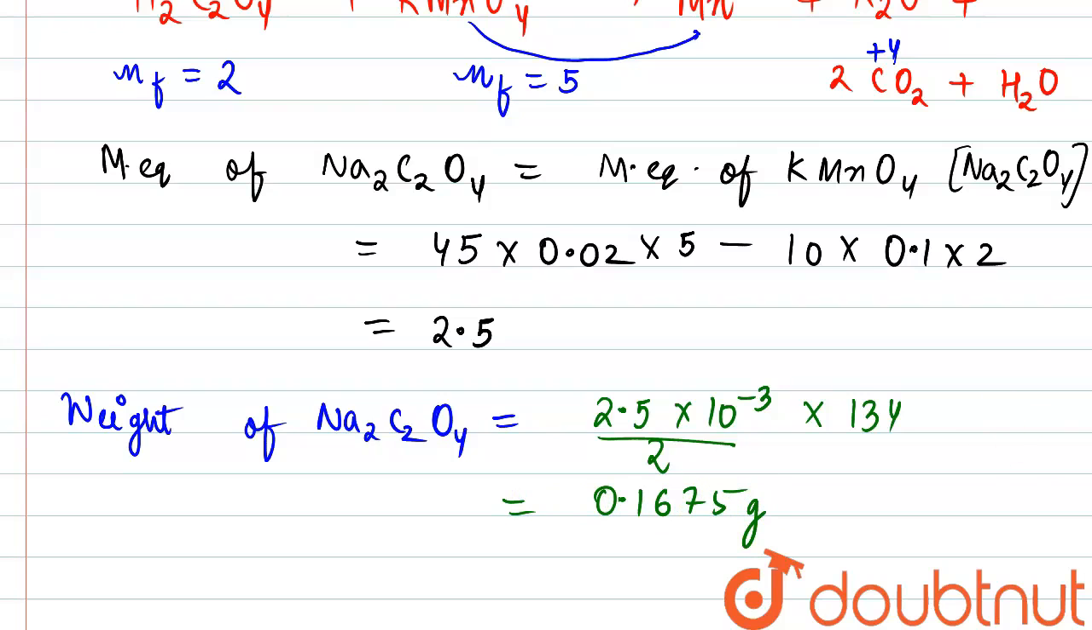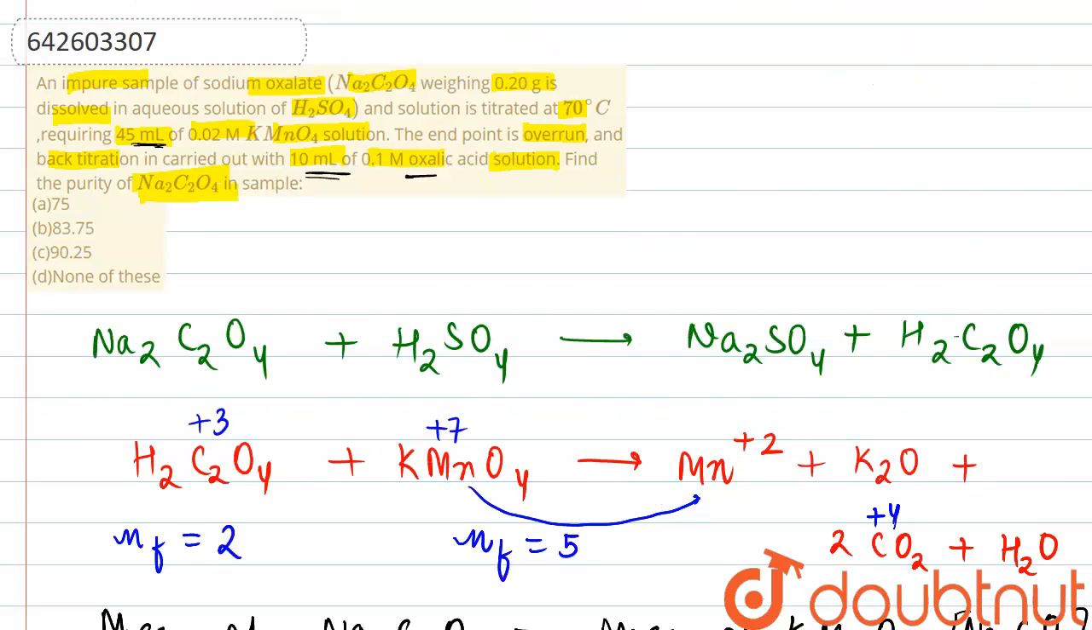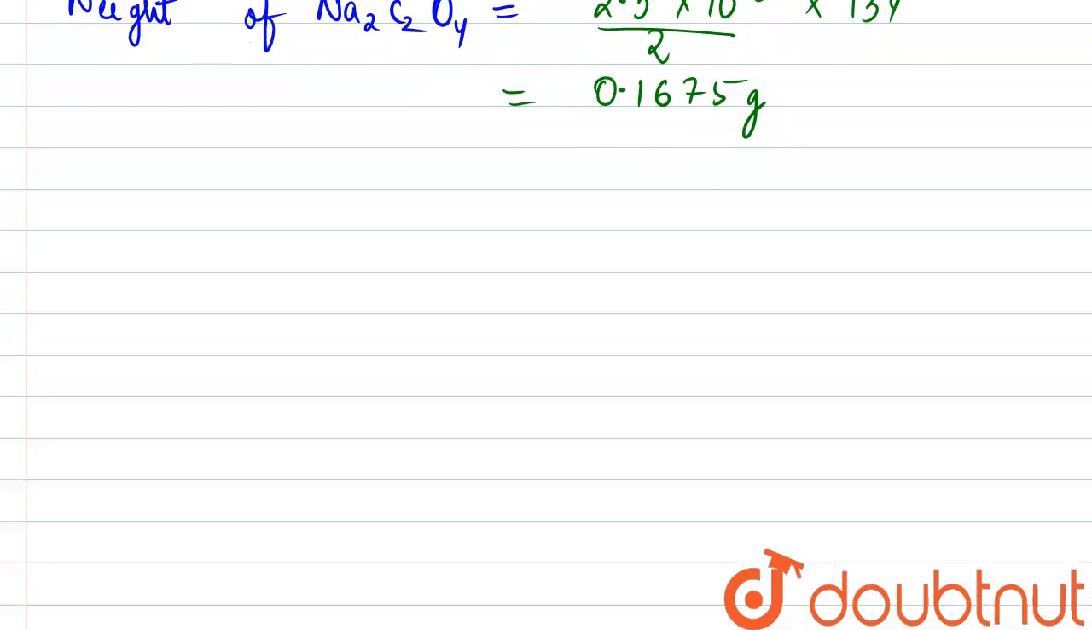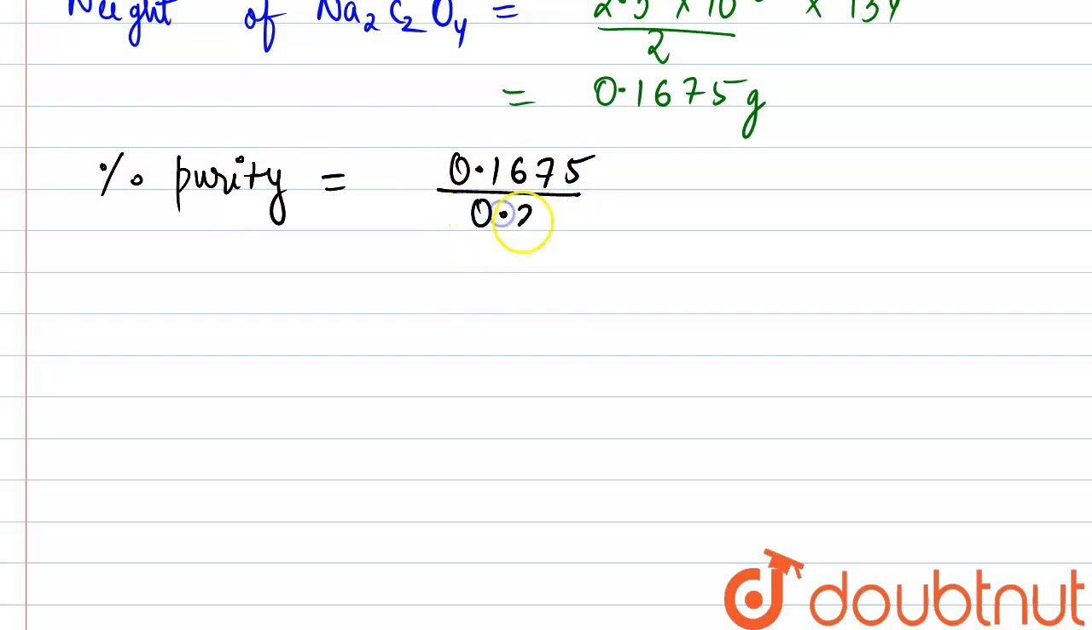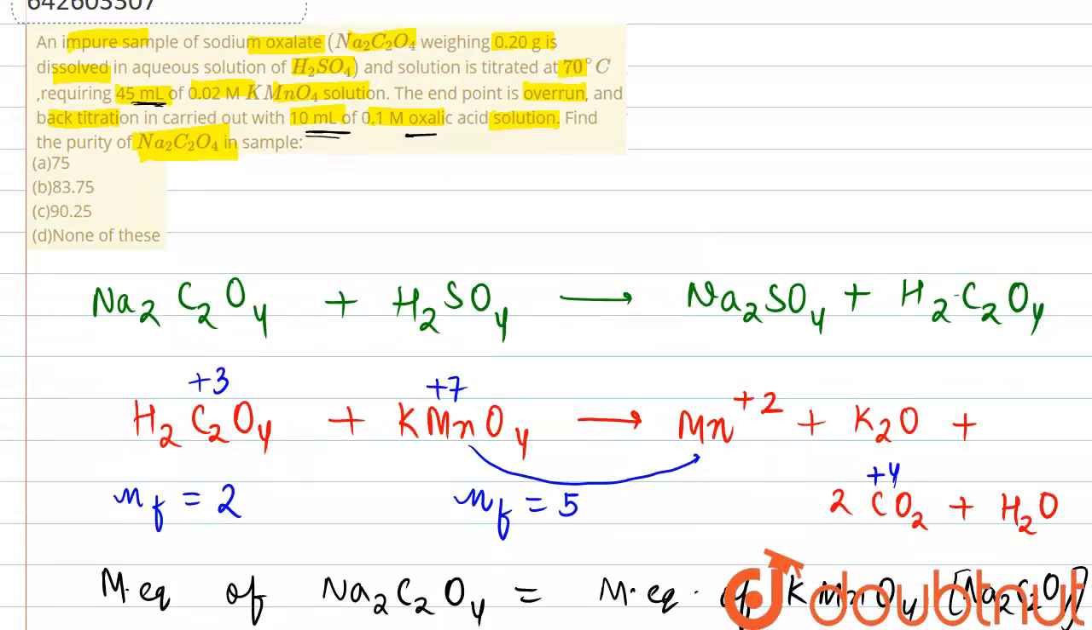Right. Now after obtaining the weight of the compound, we can find the percentage purity that we are supposed to calculate. Putting the formula for the percentage purity, we take the weight of Na2C2O4 that we just calculated as 0.1675 divided by the total weight that is 0.2 here, and for the percentage we multiply it by 100. From here it comes out to be equal to 83.75%. This is the final answer. So if we check the correct option, option number B is the correct answer.